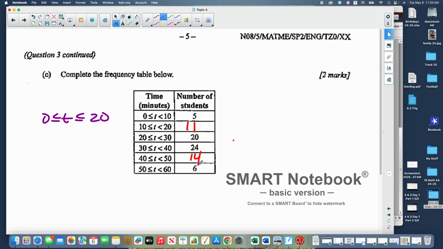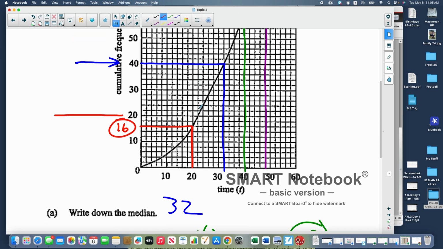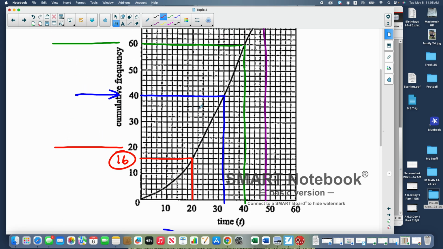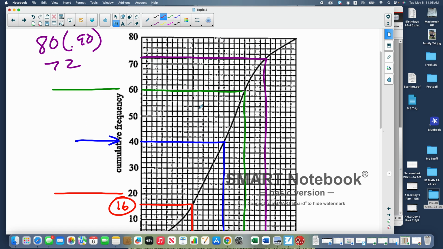Or if you would like, you could do it this way. What I would do on my graph is I would say, okay, at 40, which we know is 60 students. 60 students spent 40 minutes or less. If I go to 50, run 50 across, 50 is this one right there, run it across, and that is 74. So 60 was that one, that's 74.